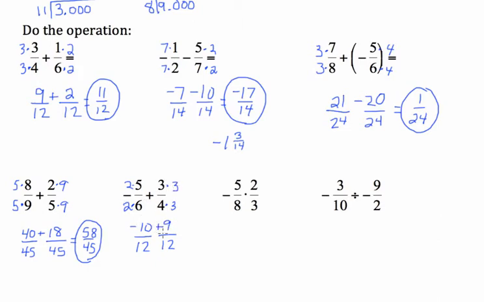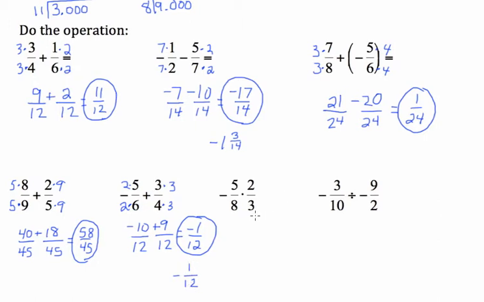Notice I brought my signs down with me. Now do tops only. -10 plus 9. Think money. You're $10 in the hole. You win back 9, so you're still 1 in the hole. -1/12. I kept the negative sign with the numerator. It would also be correct to have the negative sign out in front of the whole fraction.